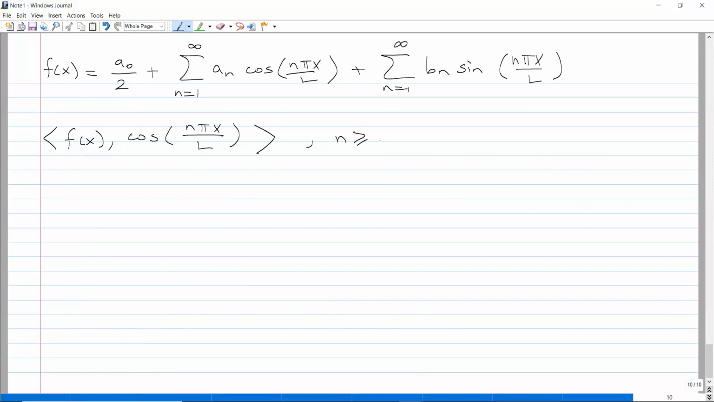n greater than or equal to 0. So for this inner product, instead of f, we are going to put this expression here. Okay, let me say put this as m, because we have n's for f.